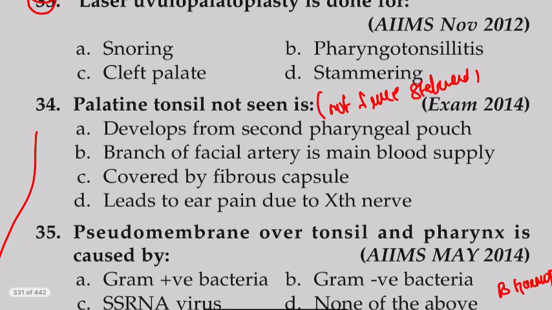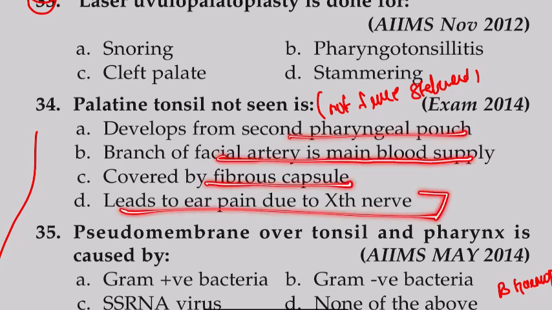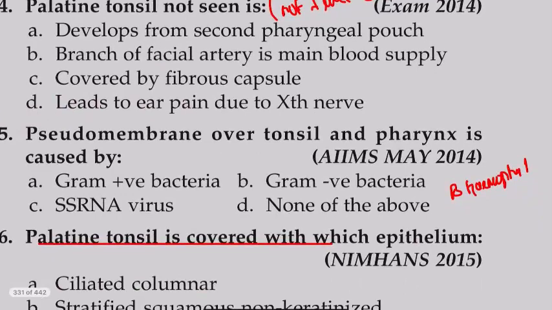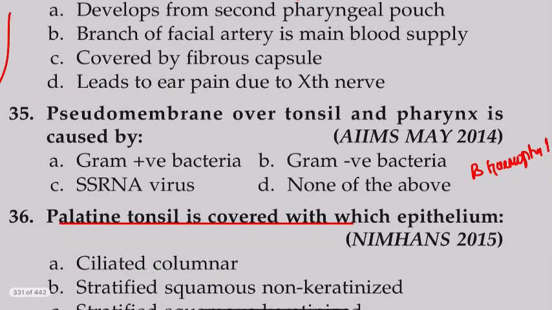Palatine tonsil, not seen is... okay, now here: palatine tonsil, not seen is, develops from the second pharyngeal pouch. Yes, it does. Branch of facial artery is the main blood supply, that is covered by fibrous capsule, and leads to ear pain due to the 10th nerve. No, it is not, right? Pseudomembrane over tonsil and pharynx is caused by what? It is caused by gram positive bacteria, right?